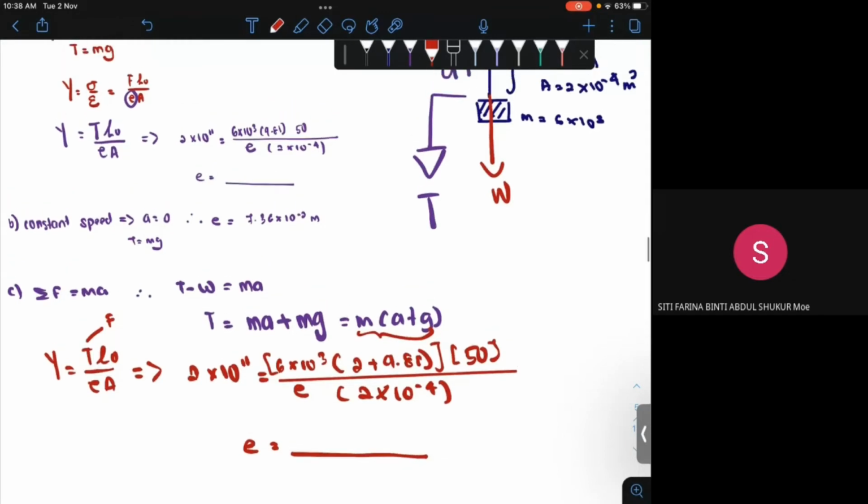Are we good here? Yes, miss. Good, miss. Ini adalah antara soalan exam lah nanti sebenarnya.